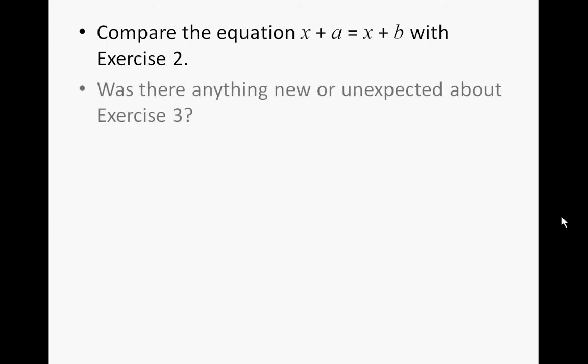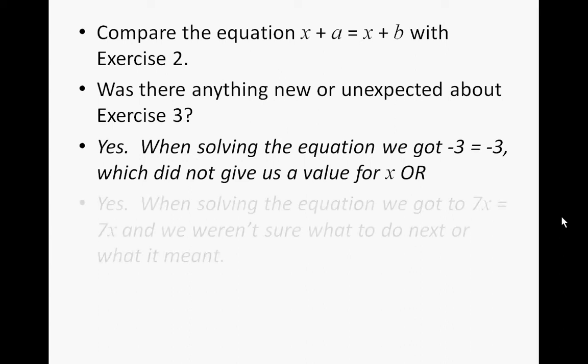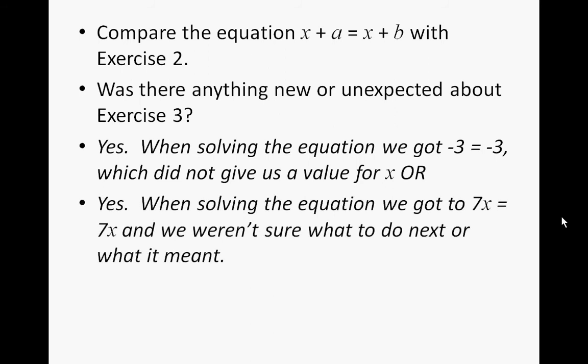All right, let's talk about exercise 3. Was there anything new or unexpected about exercise 3? Well, you might have said yes, because when solving the equation you can either get -3 equals -3, which did not give us a value for x, or you could have had 7x equals 7x, and we're not sure what to do next or what it means.